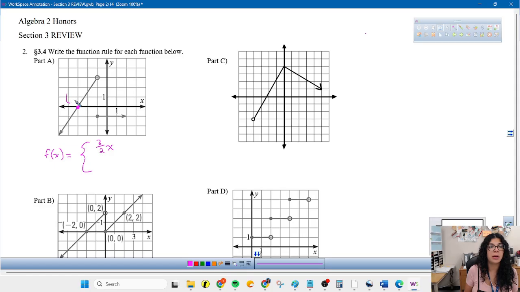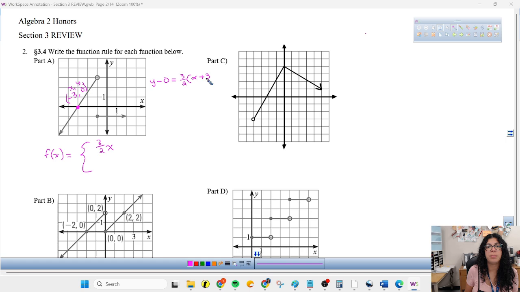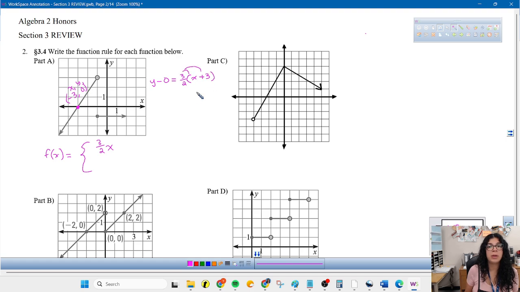So I'm going to use this point right here, which is negative 3, 0, as my x1, y1. And so my point-slope form is y minus y1 equals the slope times x minus x1. Since x1 is negative, it'll be plus 3. I then distribute 3 over 2, which gives me 3 over 2 x plus 9 over 2. And y minus 0 is just y. So the equation here is 3 over 2 x plus 9 over 2. So it was 4.5.